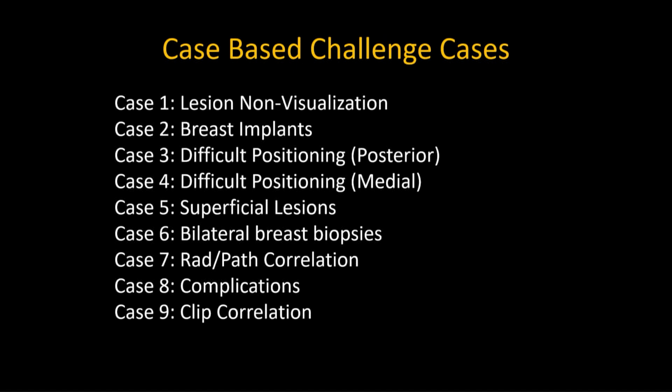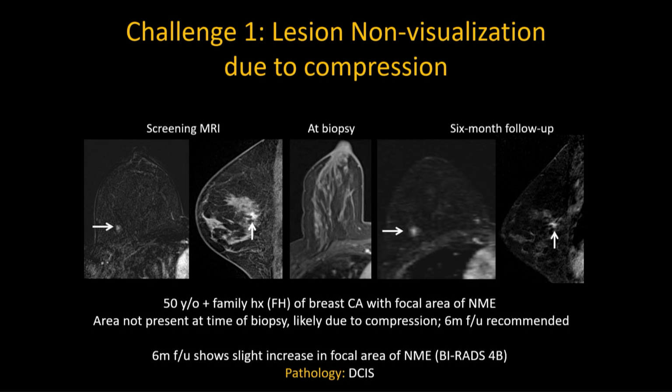So now that I've gone over the equipment that's needed and some basic procedural steps, I'm going to review some challenging cases, ranging from lesion non-visualization to the importance of clip correlation. So let's start with challenge 1, lesion non-visualization due to compression or just overall non-visualization. And I know this has happened to all of us who've done an MRI biopsy. You get to the scanner and you just can't find the lesion again. So here are some tips.